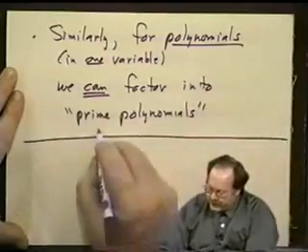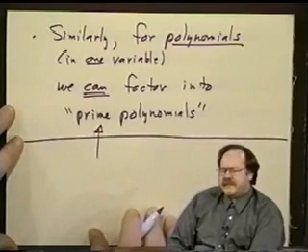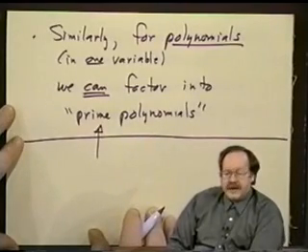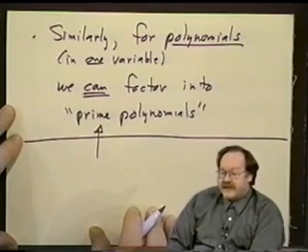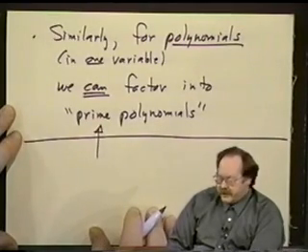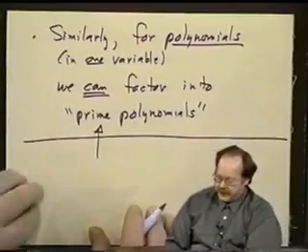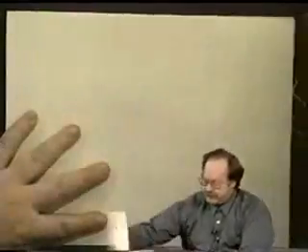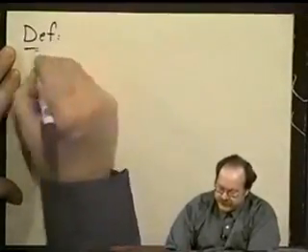Now I have to decide what is a prime polynomial. What could that possibly mean here? Well, what was the idea about a prime number? A prime number was a natural number greater than 1 that was divisible only by itself and 1. So we need something analogous to that for polynomials. So let's go ahead and make a definition. And I think you'll see how this is going to be analogous.